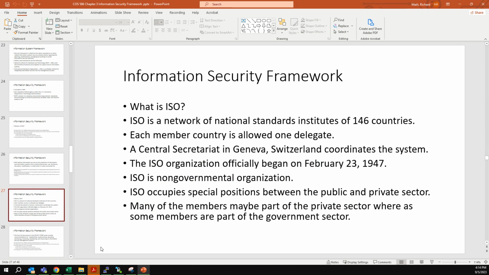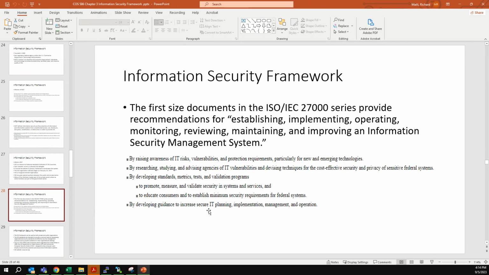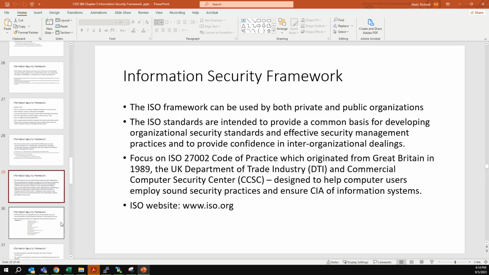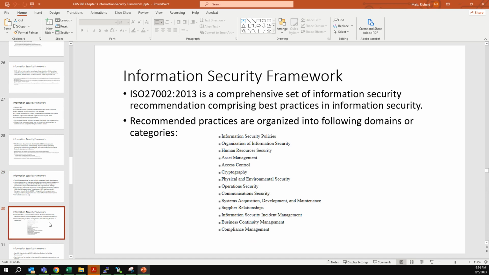One delegate per country. It was founded quite some time ago, after World War II. This is a non-governmental organization, so they are mostly from the private sector. They also implement recommendations for operating, monitoring, reviewing, and maintaining information security. You may hear about ISO standards for this, ISO standard for that. The website is iso.org. You can go to that website to find out more information.